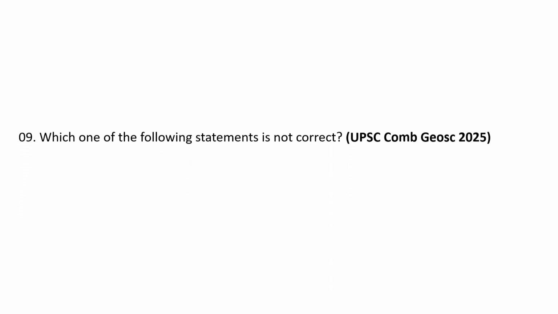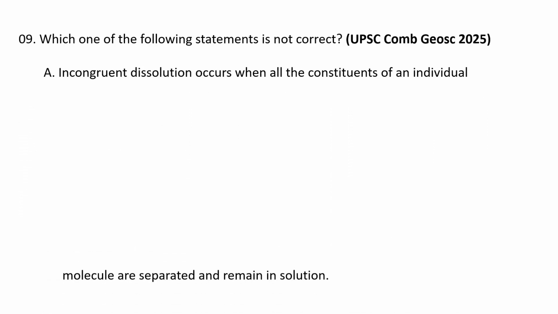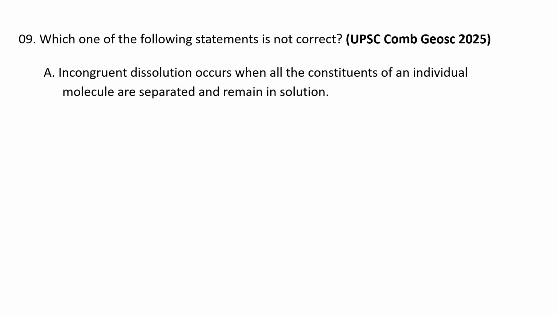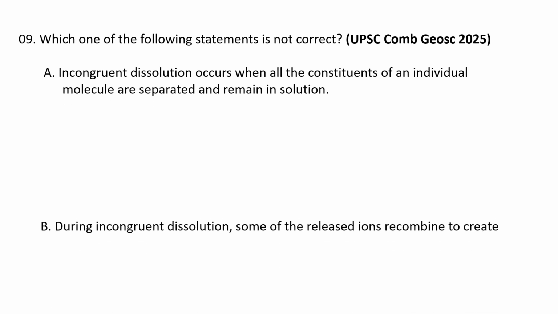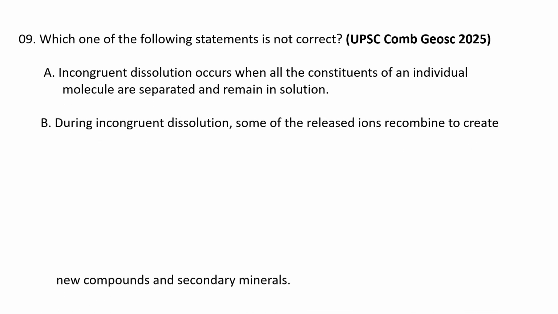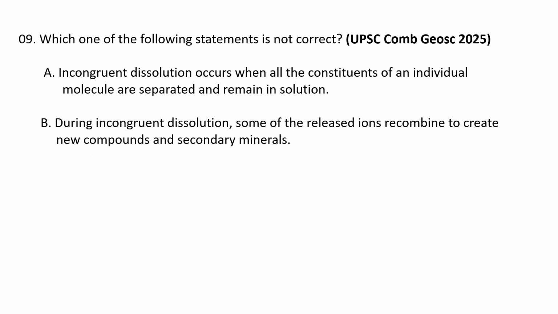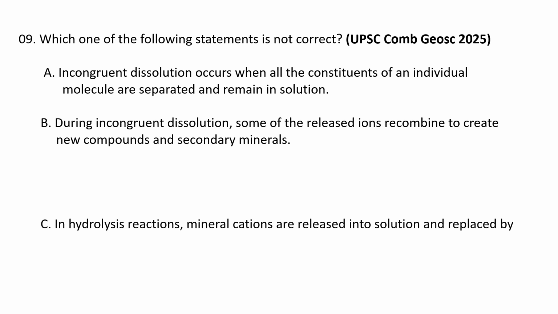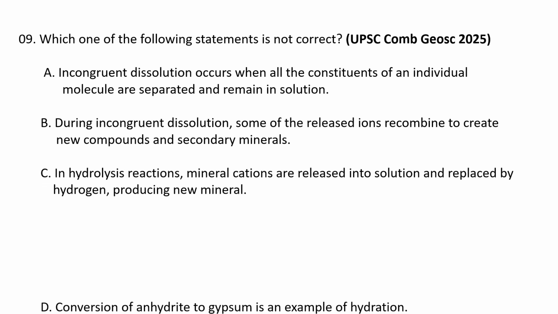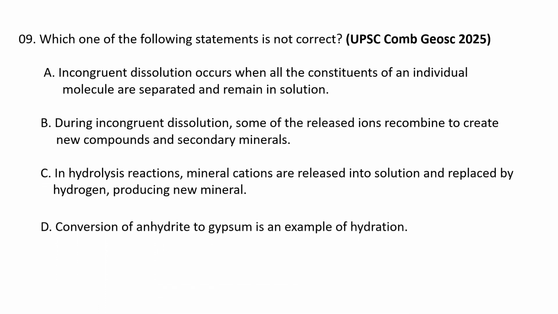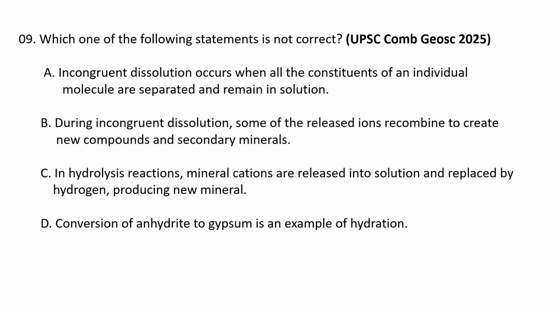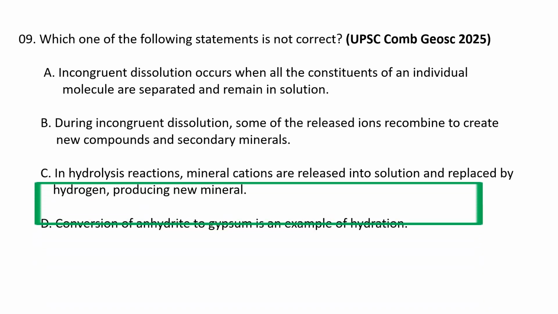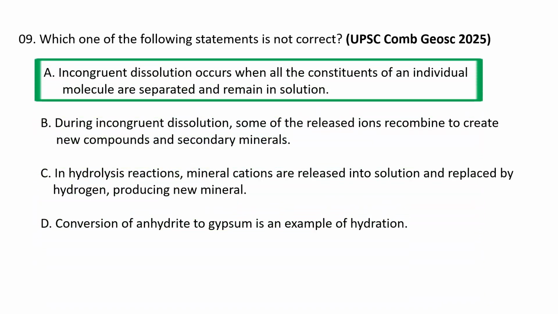Next question. Which of the following statements is not correct? A. Incongruent dissolution occurs when all the constituents of an individual molecule are separated and remain in solution. B. During incongruent dissolution, some of the released ions recombine to create new compounds and secondary minerals. C. In hydrolysis reactions, mineral cations are released into solution and replaced by hydrogen, producing new mineral. D. Conversion of anhydride to gypsum is an example of hydration. The statement which is not correct is A, because all the statements B, C, D are correct.